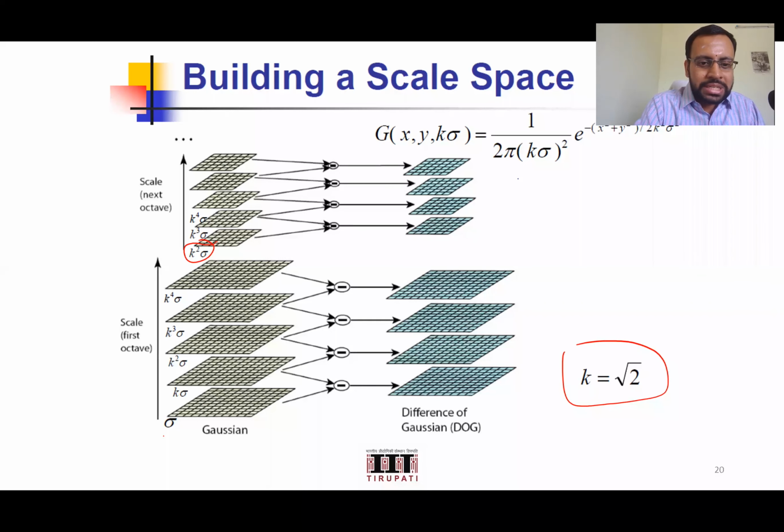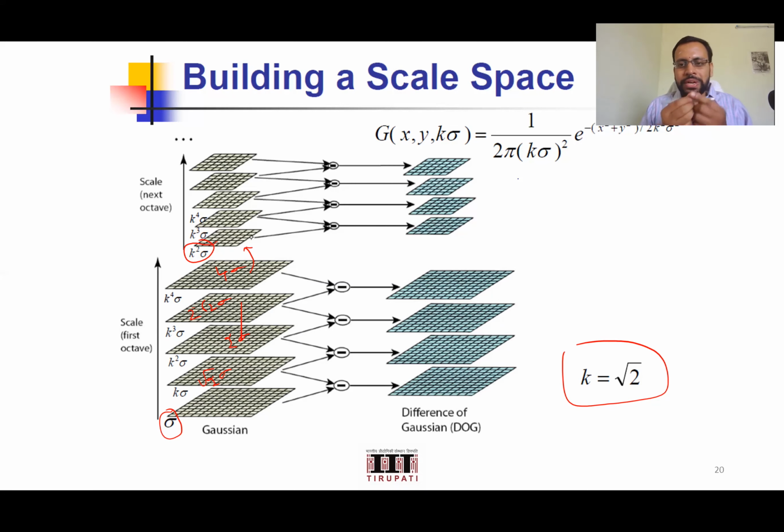So for example, he started with sigma here. At this level, he is considering root 2 times sigma, so 1.414 times the sigma value here. At this level, he is applying a value of 2 sigma, here 2 root 2 sigma, here 4 sigma. That's what he is applying. Now he is resampling this image by a factor of 2 in row, by a factor of 2 in the column.